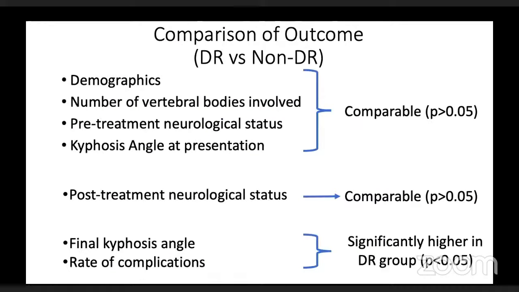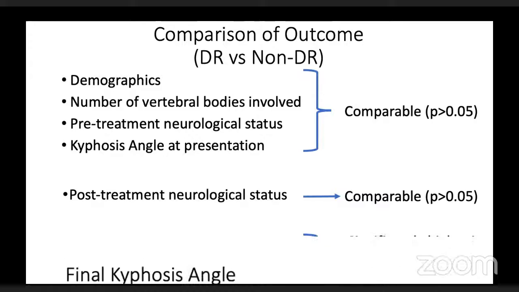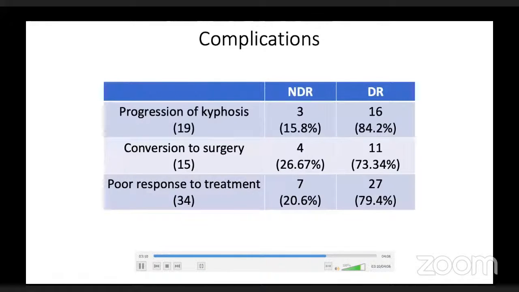On comparison, there was no significant difference between demographics, number of vertebral bodies involved, pre and post neurological status, and kyphosis angle at presentation. There was a significant difference in final kyphosis angle and the rate of complications. Complications were noted as progression of kyphosis in 84% of the drug-resistant group, conversion to surgery in 73%, and poor response to treatment in 79%.